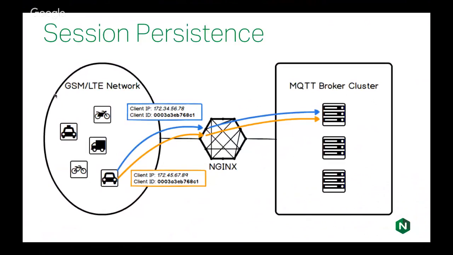So what we want to happen is for a client that moves around, let's say our car in this case, to connect initially on the blue line with its IP address and its client ID. Then as it moves around, it gets a new IP address, the orange line in this case, but of course with the same client ID. And what we want is for NGINX to make a smart decision and send the same client to the same cluster broker, the broker server it was connected to the first time.